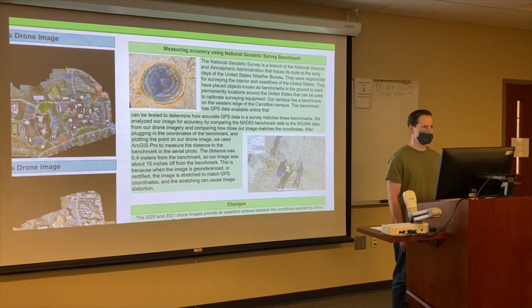matches these benchmarks. We analyze our image for accuracy by comparing the NAD83 benchmark data to the WGS84 data from our drone imagery and comparing how closely our image matches the coordinates. After plugging in the coordinates of the benchmark and plotting the point on our drone image, we used ArcGIS Pro to measure the distance to the benchmark in the aerial photo. The distance was 0.4 meters from the benchmark, so our image was about 15 inches off from the benchmark.